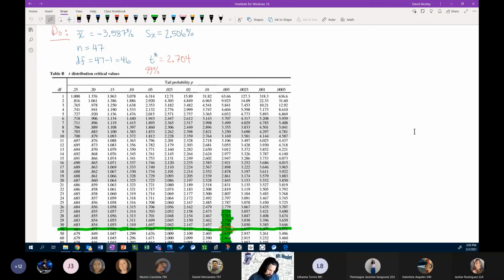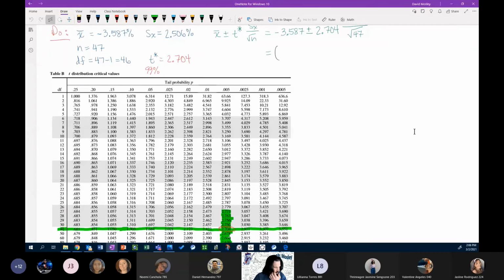Now we can do our calculations. We get our interval by doing x bar plus or minus t star times s sub x divided by the square root of n, which is equal to negative 3.587 plus or minus 2.704 times 2.506 divided by square root of 47. And that creates an interval.